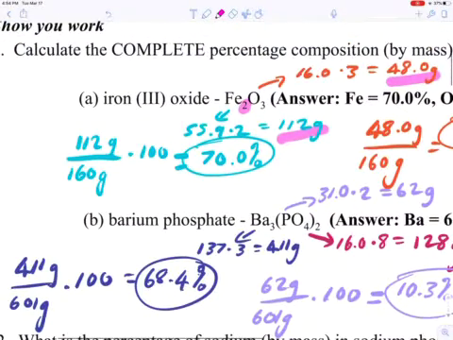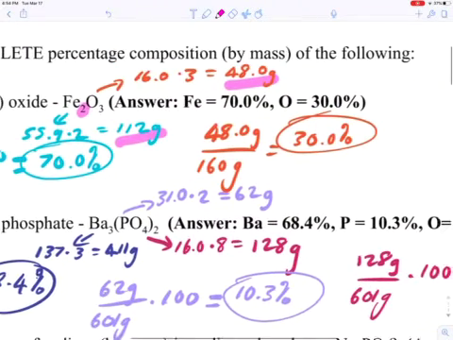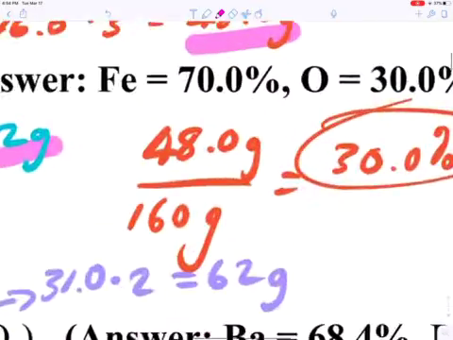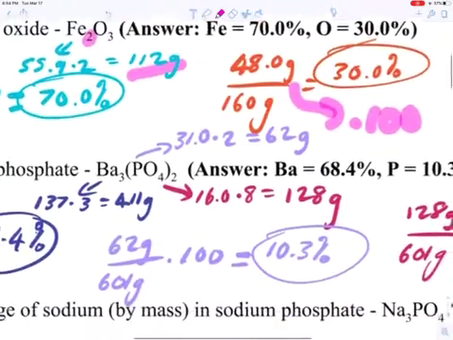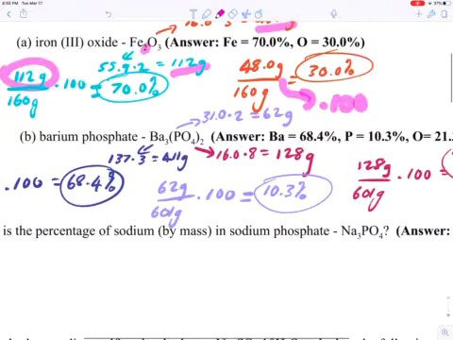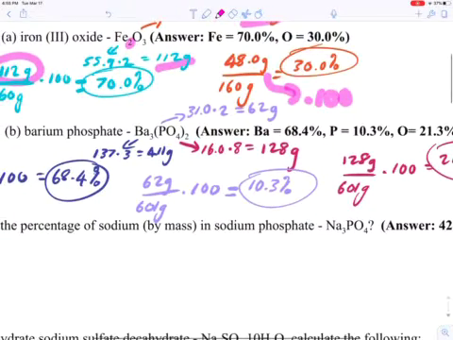So when we work out the percentage of iron, we're going to take our 112, divide that by 160, and times it by 100, that's going to give us our 70%. And then we're going to do the same thing for oxygen, except that's going to be 48 grams over the total 160. And we're going to times that by 100 to get 30%. I forgot to times by 100 there, but just imagine there we're going to times by 100 to get that percentage.